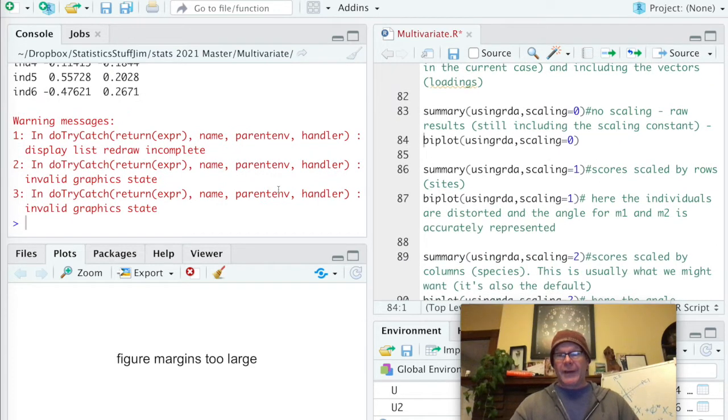The next type of scaling is called scaling equals 1. And what that does is the scores themselves are going to be scaled by the sites.